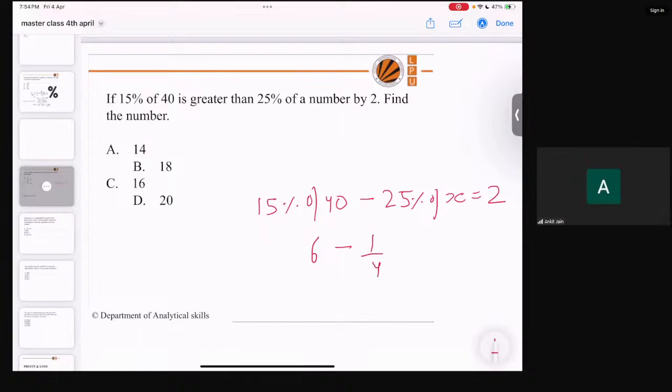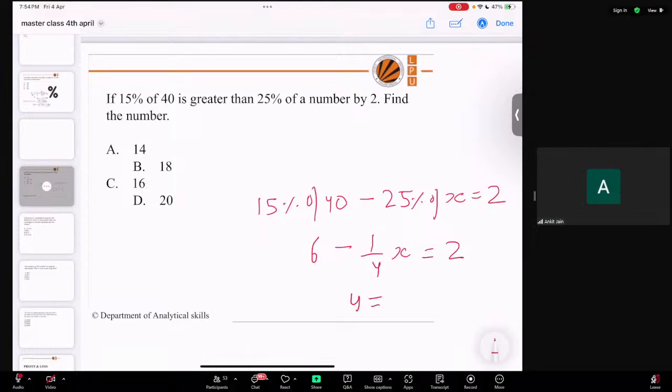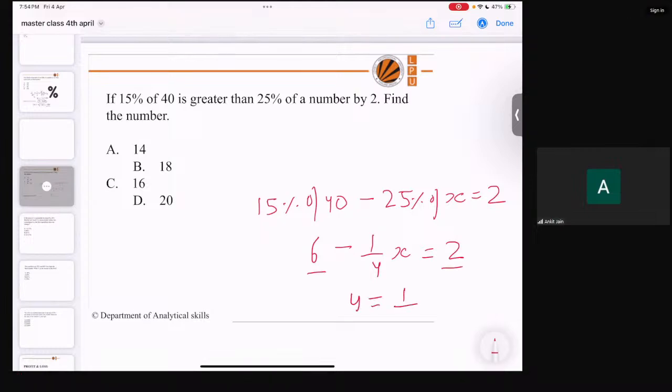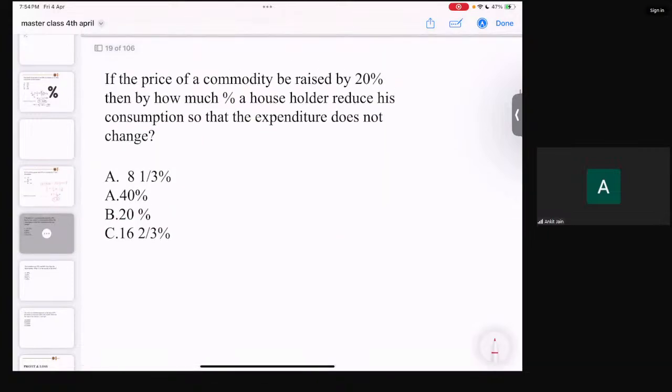25% is 1 by 4 of x. 25% is 1 by 4. This is equal to 2. So from here you can write 4. This 6 minus 2 is 4 is equal to 1 by 4 of x. The number is 16. Number 16 means your answer is C option. Okay, very good. Next question.